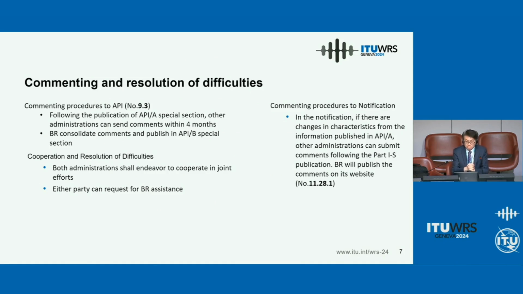Following the publication of the API A special section, which will contain all the detailed characteristics of the network, other administrations have 4 months to submit comments on the satellite orbit and frequency assignments. The Bureau will consolidate these comments and publish them in the API B special section. Following that, both administrations shall endeavor to cooperate in joint efforts, and if there is any difficulty, they can always request the Bureau for assistance.